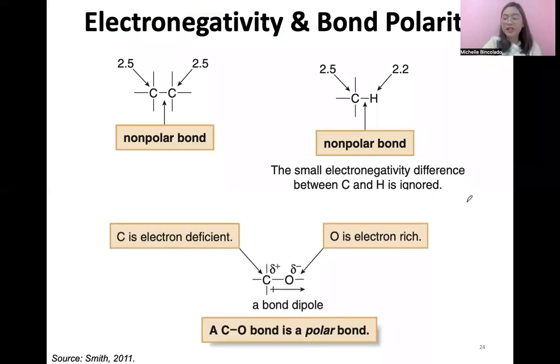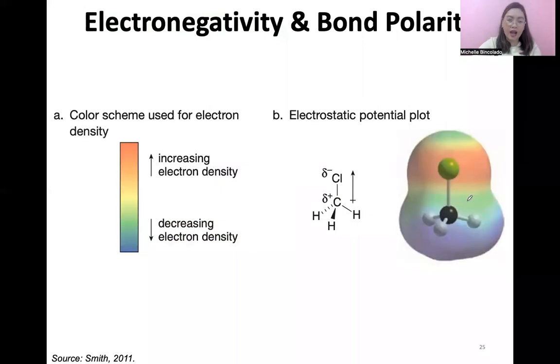However, in this example, carbon bonded with oxygen, we know that oxygen is an electronegative atom. It's electron rich. Ayan, partially negative yung side ng oxygen, partially positive yung side ng carbon. So indeed, a carbon-oxygen bond is an example of a polar bond. Okay, so we are just recalling, guys, yung ibig sabihin ng non-polar at saka polar bonds. Same pa rin naman dito sa organic chem.